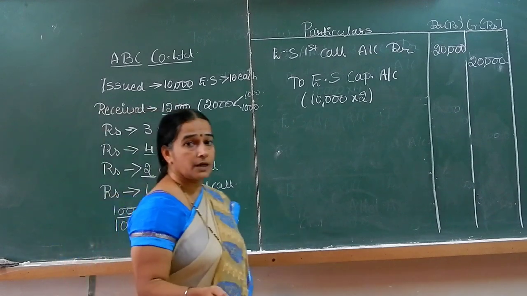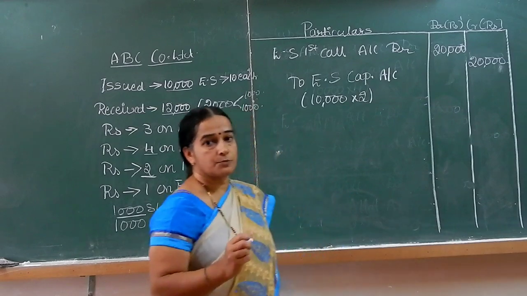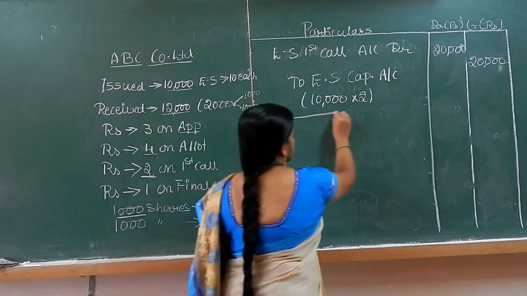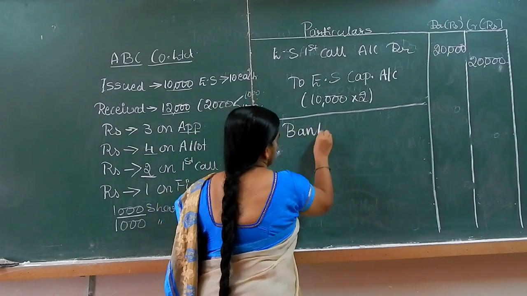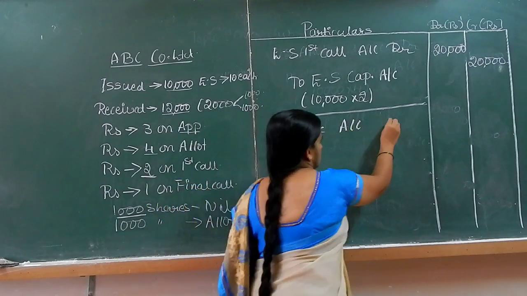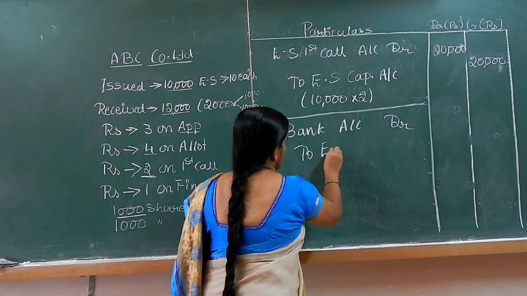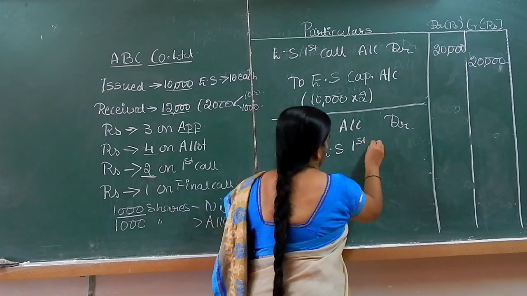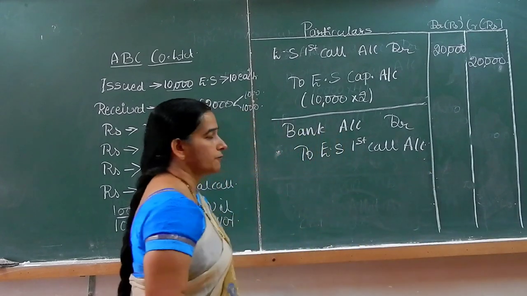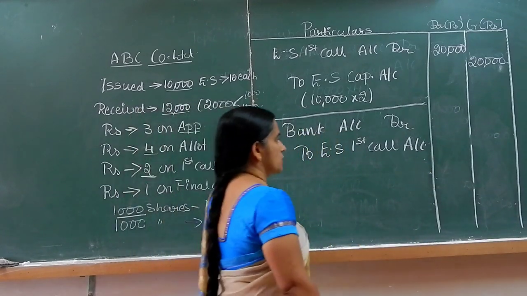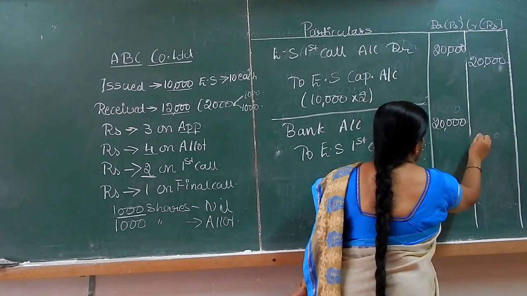So after some days, when the first call money is received by the company, we have to make the entry for receiving the first call, that is bank account debtor to equity share first call account. The full amount is received, meaning what is the amount received? That is 20,000.